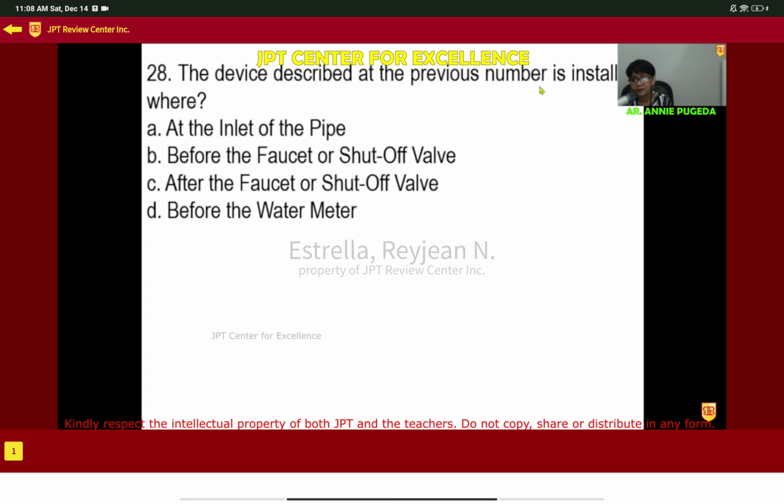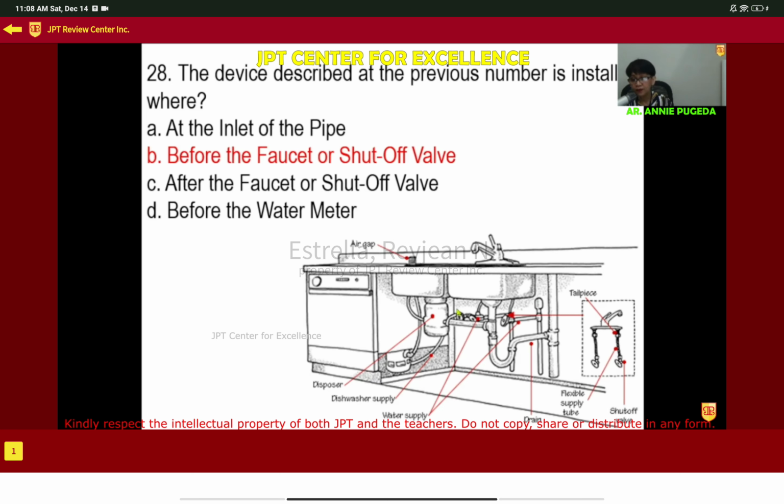The device described in the previous number is installed where? Where do you see that air chamber? Before going to the faucet, it should already be installed there. Therefore, the answer here is before. You see, that is the air chamber. So, before the faucet or shut off. Shut off also, an angle valve is also a form of a shut off. Okay? So, before the faucet or shut off valve.